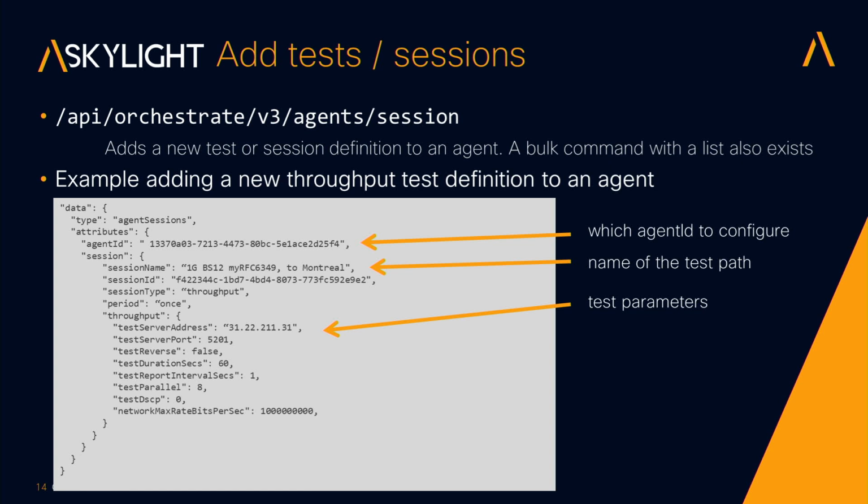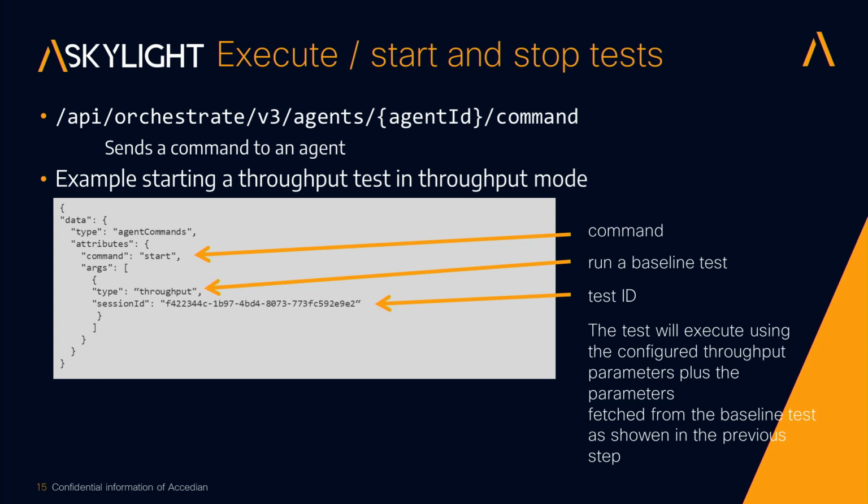Each test agent has different sets of capabilities and also, of course, different sets of configuration parameters. For the throughput test, there is also a start and stop. So that's also an API call that you send in when you want to do the test.